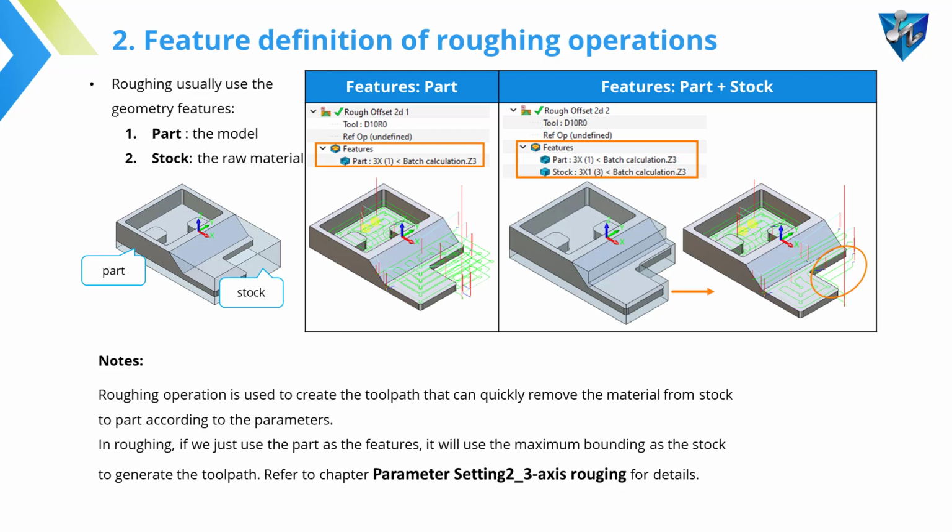For roughing operations, we can use geometric features, part and stock. There will be 2 situations, only with the part feature or with part and stock features. If only with the part feature, ZW3D will consider the bounding box as the stock. We will go into the details of limiting parameters in the chapter on parameter settings 2 in 3X roughing.